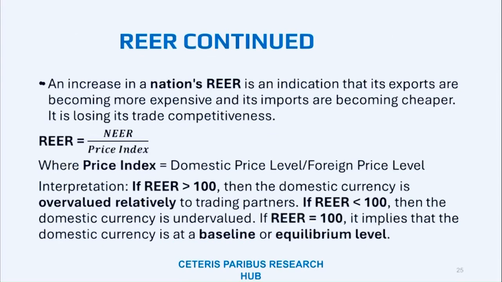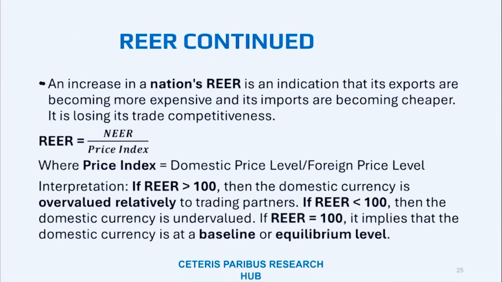So let me restate the formula again. This is the only formula for it: nominal effective exchange rate divided by price index, P over P star. So you first find the price index. The price index is 110 divided by 100, so it gives you 1.1. So plug these values into the formula for the real effective exchange rate. The nominal effective exchange rate, which is 150, divided by the price level, which is 1.1, gives you 136.36.